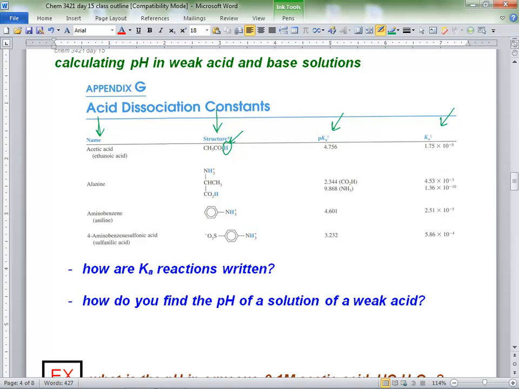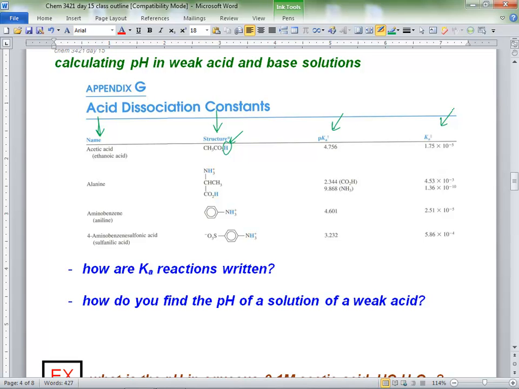What's pKa? Albert, what's this pKa? The little p meant what? Negative log, right? So whatever Ka is, they took the negative log of this Ka and they got that column.